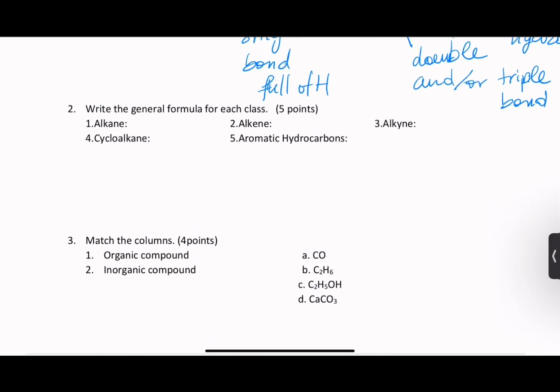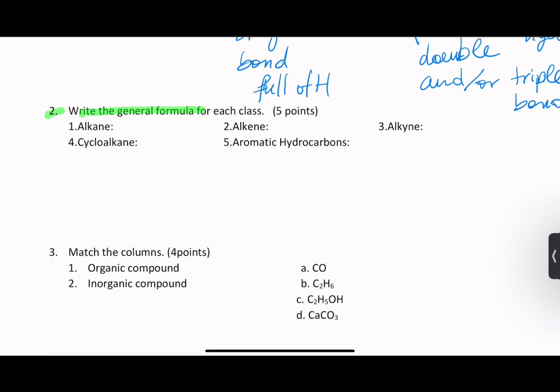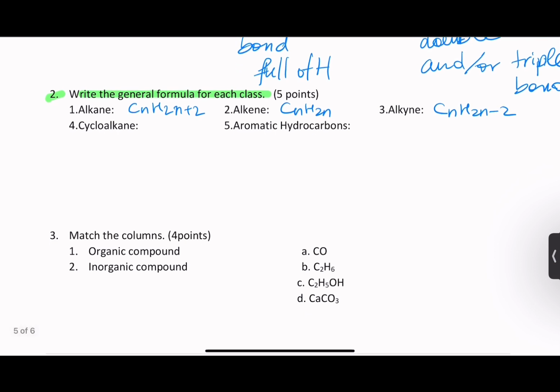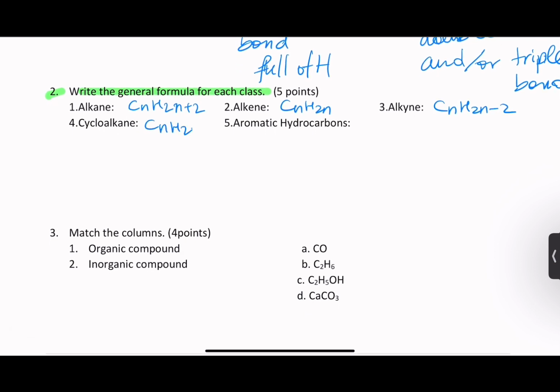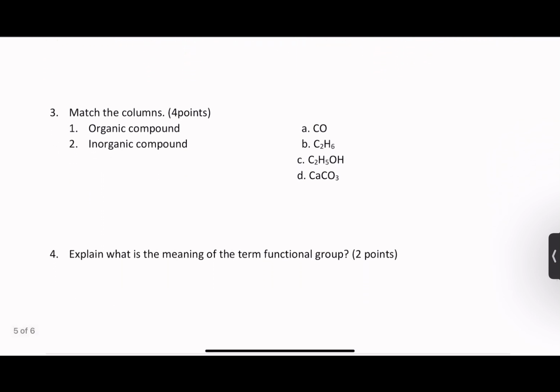For question 2, write the general formula for each class. Alkane we did already. I'm just going to write it here. Alkane is CnH2n plus 2. Alkene is CnH2n. Alkyne is CnH2n minus 2. Cycloalkane is CnH2n. Aromatic hydrocarbons, because we have C6H6, CnH, I believe 2n minus 6. Okay, so this is the formula for aromatic hydrocarbons.